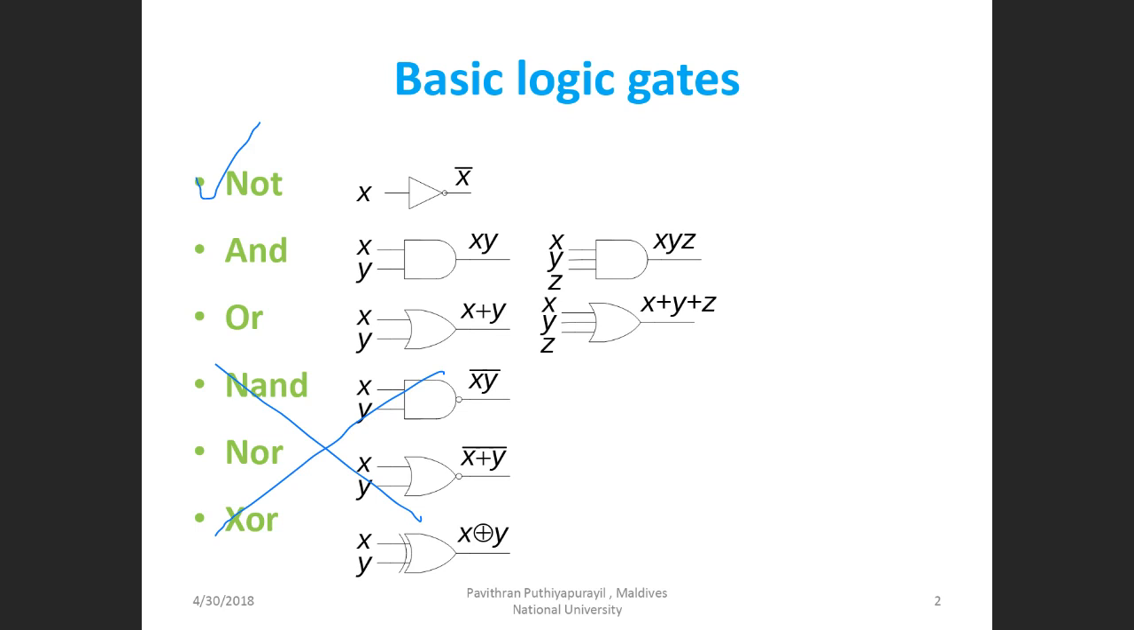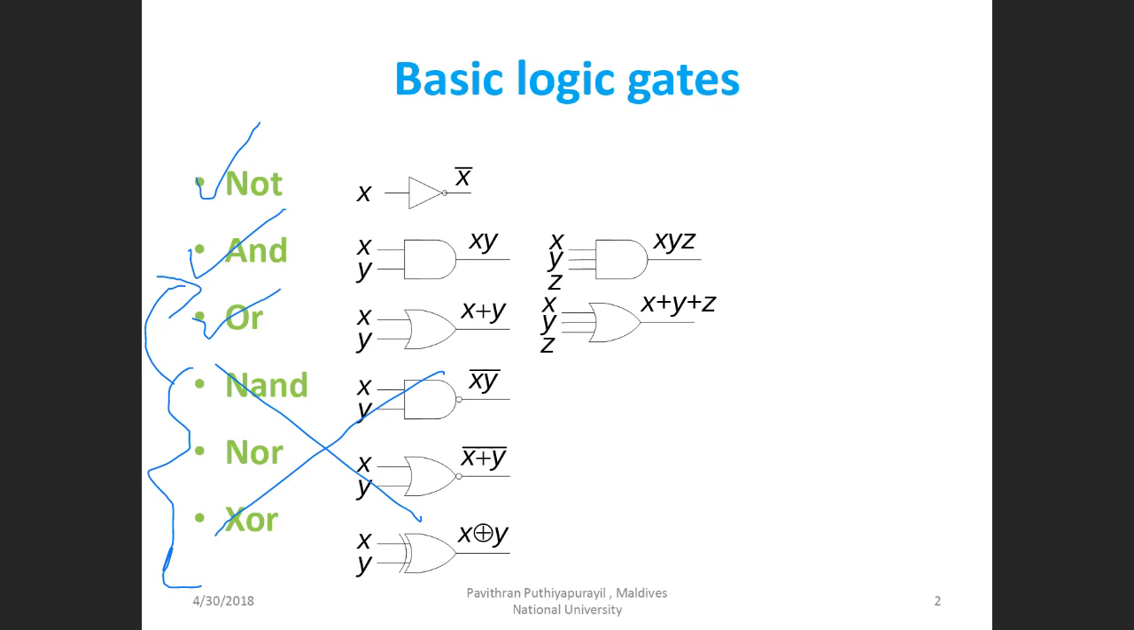First you concentrate on three fundamental gates: NOT, AND, OR, because all other gates can be derived using these three. Any gate you can derive from the fundamental gates. Which are the fundamental gates? AND gate, OR gate and NOT gate. If you have AND, OR and NOT at your disposal, then you can generate any gate by combining these three.